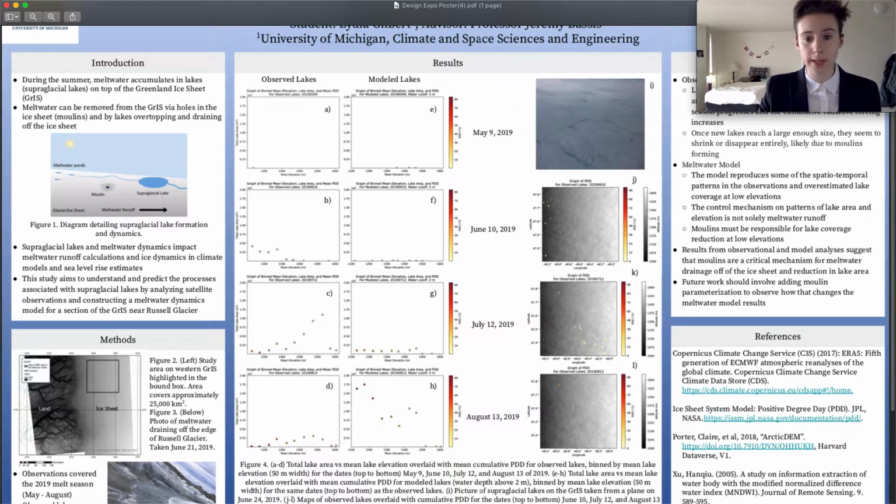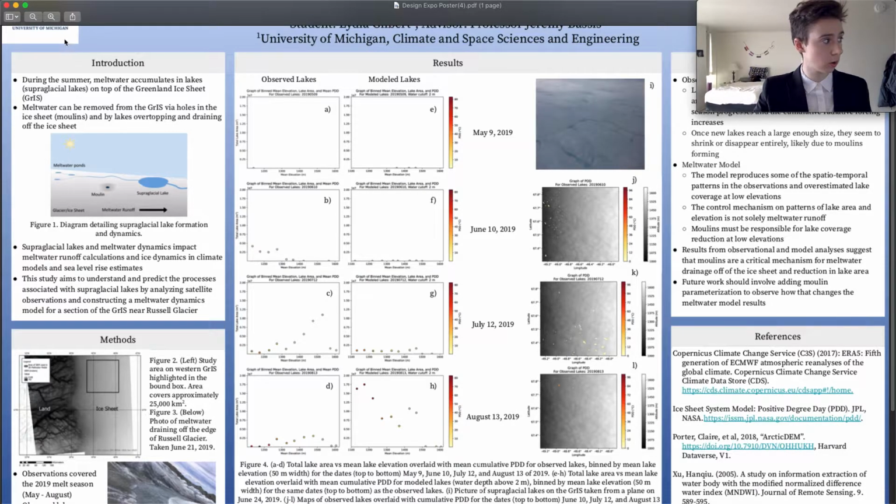So, looking at the left side of the results section, you can see there are a group of 8 graphs that show total lake area on the y-axis and mean lake elevation on the x-axis, overlaid with mean PDD experienced. Each row is a date, starting with May 9th, and then going to June 10th, July 12th, and August 13th. The left column represents observed lakes, and the right column represents modeled lakes. And then this column here represents sort of a map of the observed lakes.